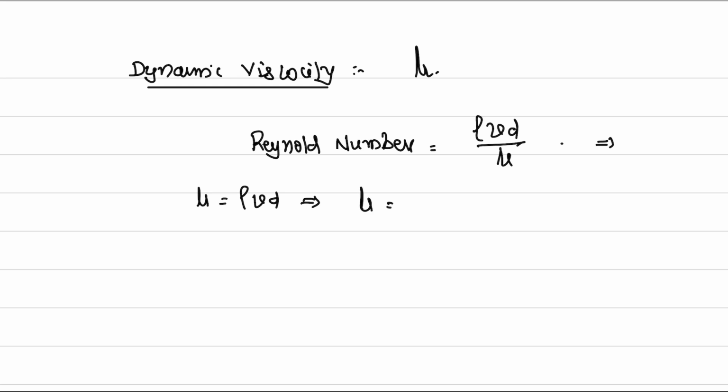That implies dimensions of mu is equal to rho, which is density, kg per cubic meter. Cubic meter is L cube, so M by L cube. What is v? Velocity, L by T. What is d? Diameter is length. Then dynamic viscosity will be M into L to the power of minus 1 into T to the power of minus 1.